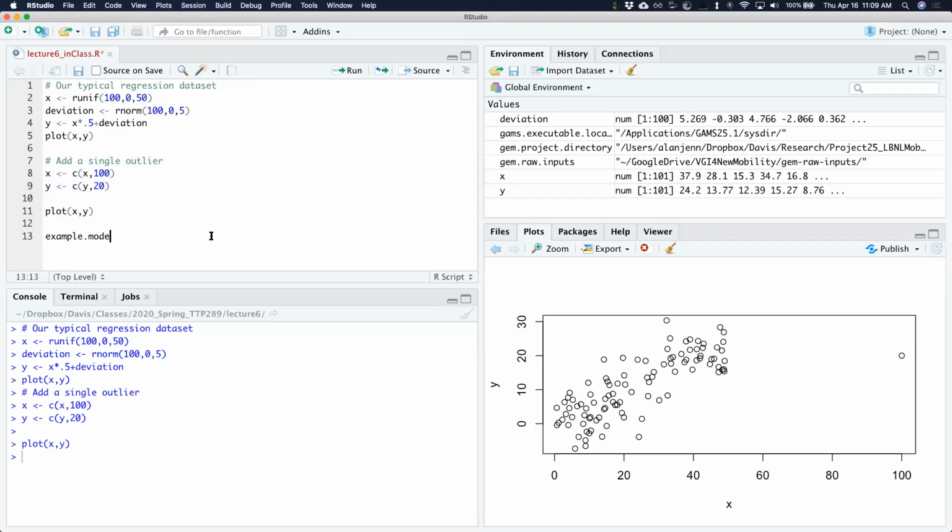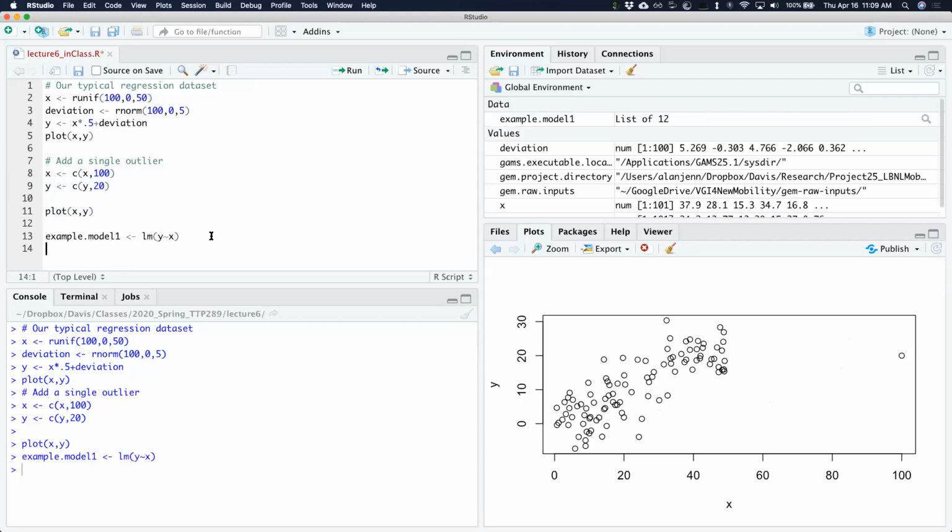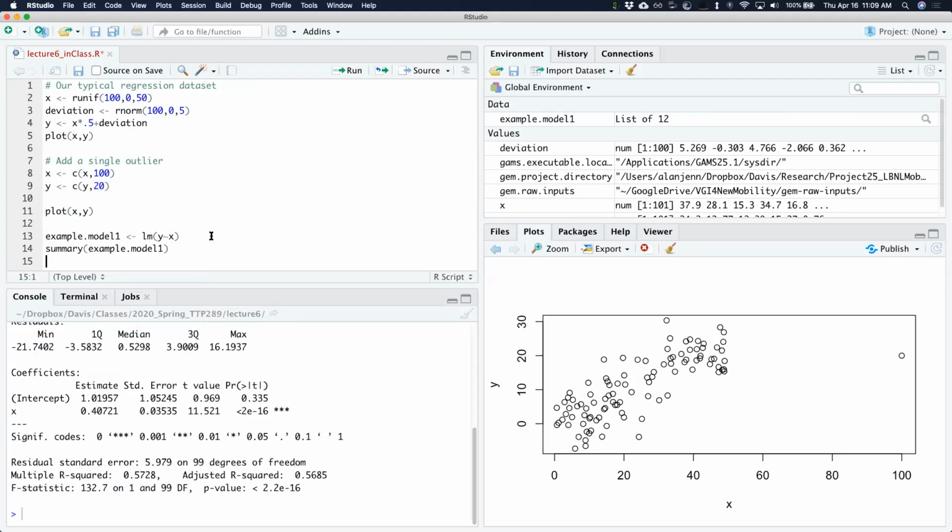So we'll take a look at this. And we can create a model regressing y on x. And if we look at the summary, we can see that this outlier has a pretty big influence, right? We know that the true relationship between our x and y is 0.5, whereas here it's estimating the relationship to be at 0.4.